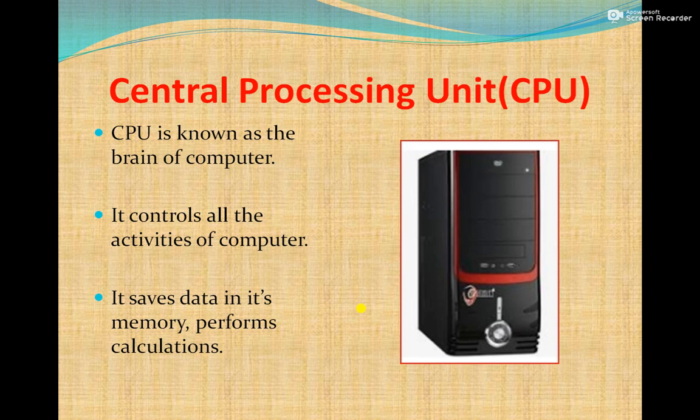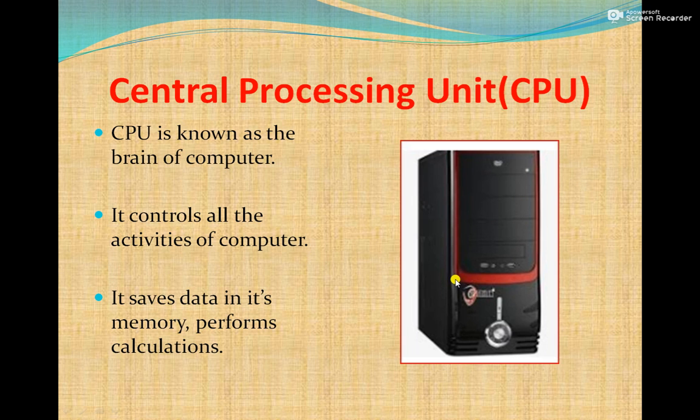Dear children, this is the Central Processing Unit. This is known as CPU. The full form of CPU is Central Processing Unit. CPU is known as the brain of the computer. As we have our brain, our brain gives us all the instructions to do work. The computer also has a brain, and this CPU is known as the brain of the computer. Okay, it controls all the activities of the computer.